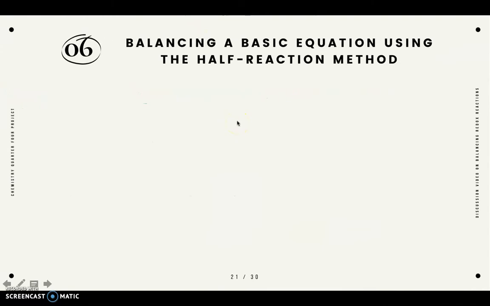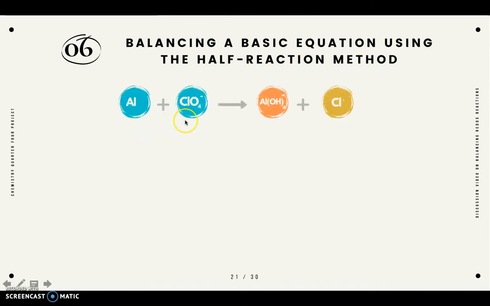Let us now move on to balancing a basic redox reaction using the half reaction method. We will be balancing the reaction of aluminum with perchlorate as given in the slide.